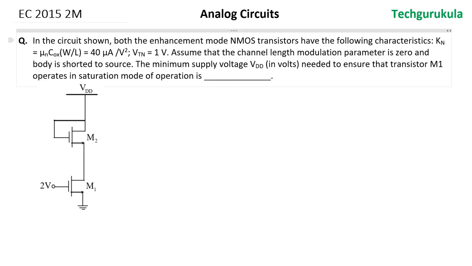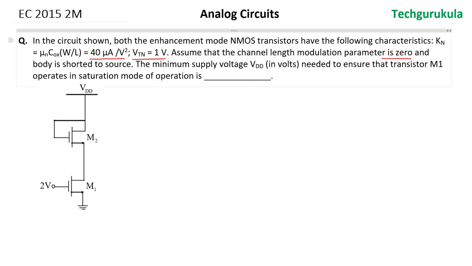In the circuit shown, both the enhancement mode NMOS transistors have the following characteristics. Kn equals mu n Cox W by L equals 40 microampere per volt square and threshold voltage is 1 volt. Assume that the channel length modulation parameter is 0, which means lambda is 0. And body is shorted to source, which means body effect can be neglected.